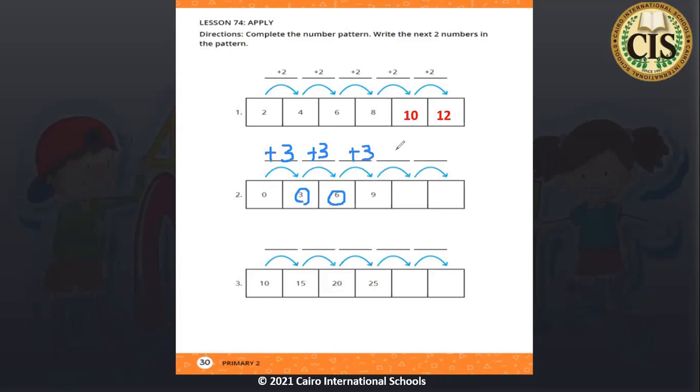9 plus 3 equals 12. And 12 plus 3 equals 15. Great. Each time we are adding 3, because the pattern is an increasing pattern, so we will write plus. The next one.